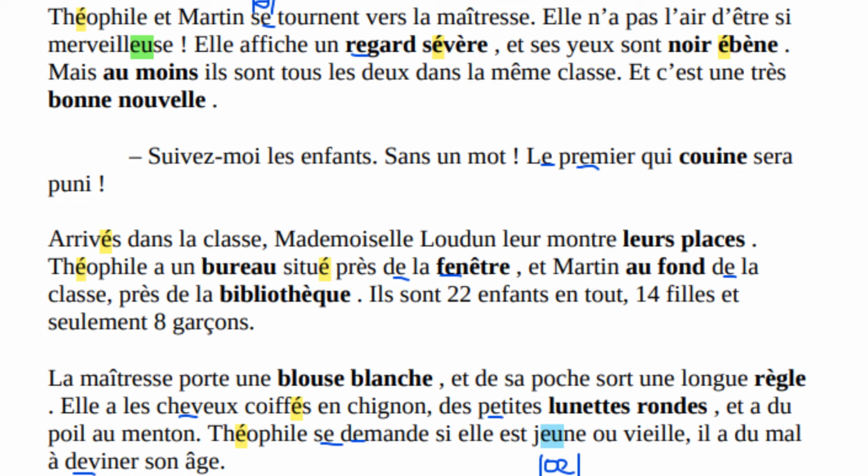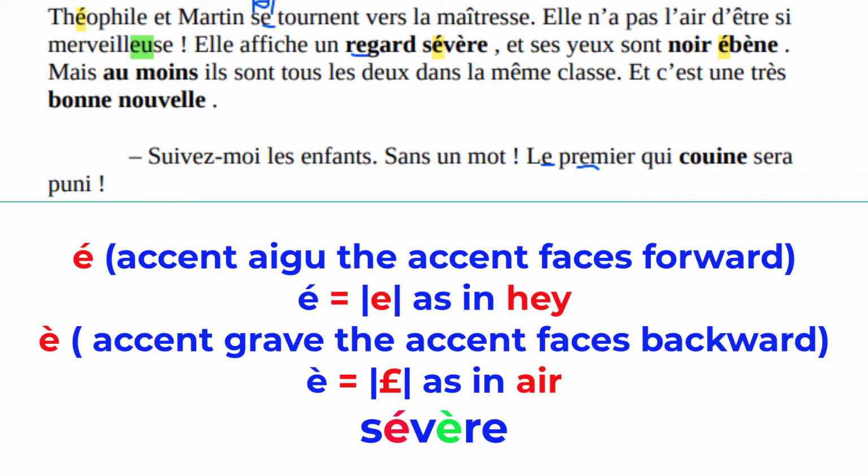Tourne vers la maîtresse. Elle n'a pas l'air d'être si merveilleuse. Her sound there. Elle affiche un regard. Can we hear the sound there? Our R plus regard sévère. So for sévère, can we hear the A sound? There we have our accent aigu, and VR, there we have our accent grave that gives the sound A. That's why we have sévère.